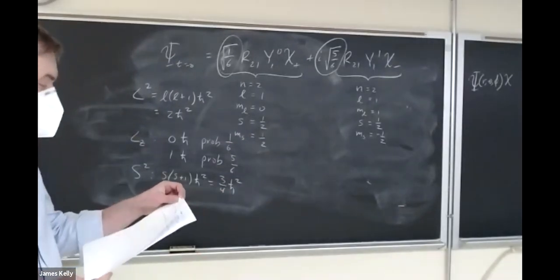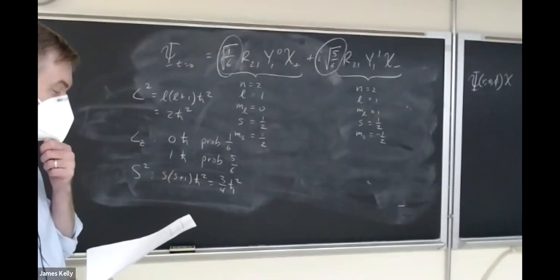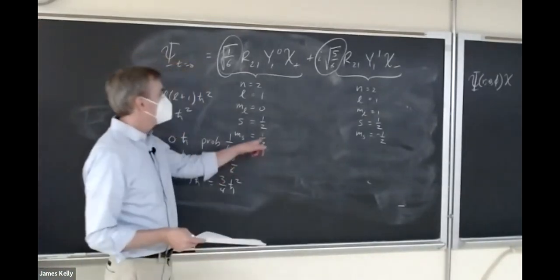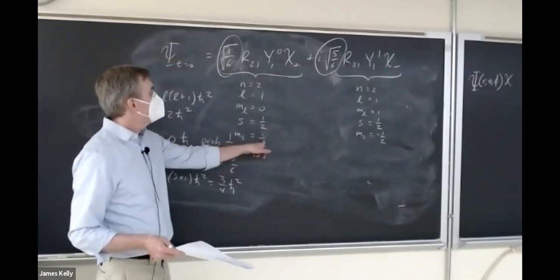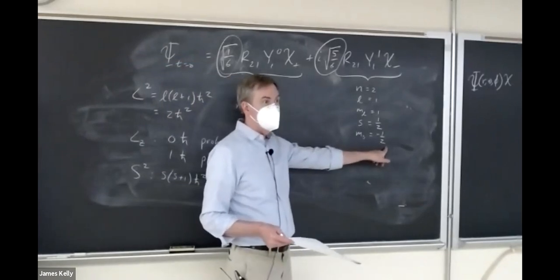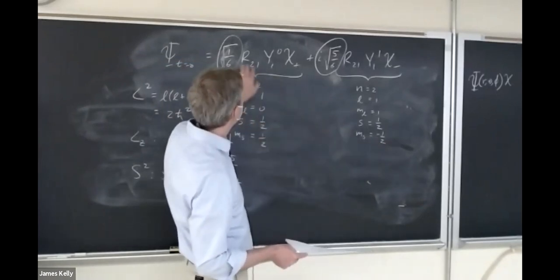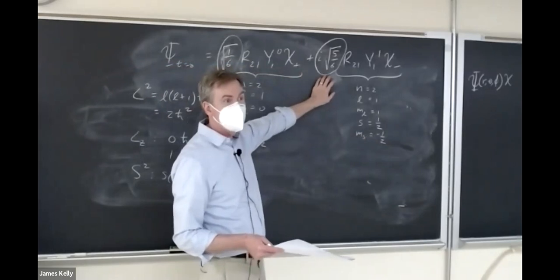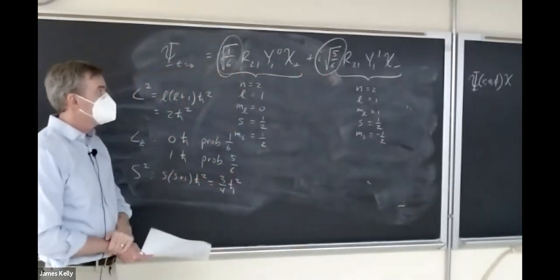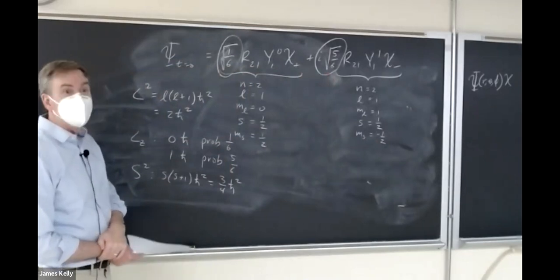And D, what possible outcomes and associated probabilities are there for a measurement of Sz? Well, the possibilities are m sub s times h bar, so h bar over 2 or minus h bar over 2. And the associated probabilities are the squares of the expansion coefficients. So h bar over 2 with probability 1/6, minus h bar over 2 with probability 5/6.